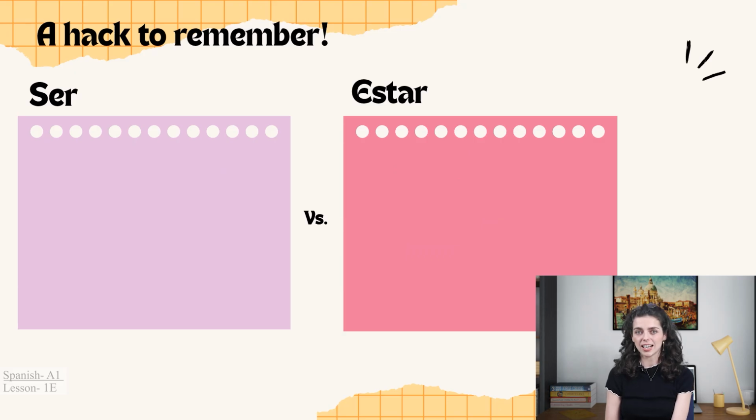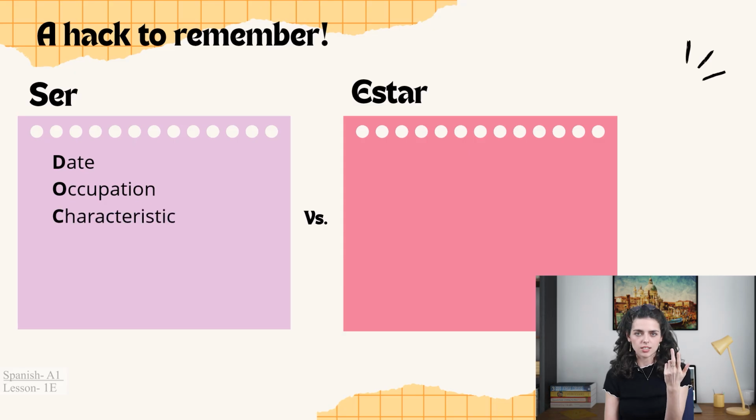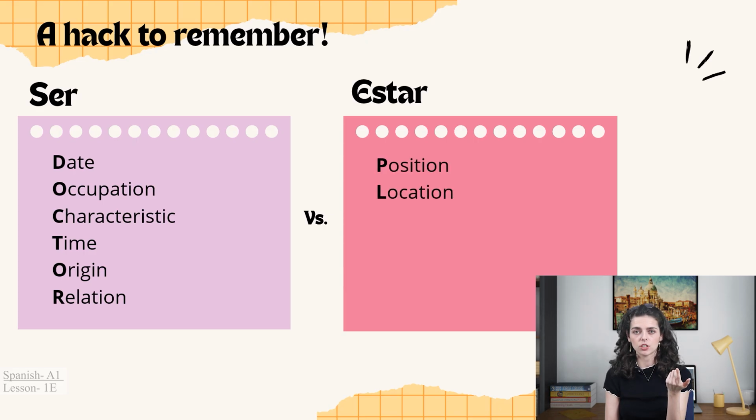Remember, for the verb ser, think of the word doctor, and you will see that it stands for date, occupation, characteristic, time, origin, and relation. The verb estar makes you think of the word place, and it stands for position, location, action, condition, or emotion. So whenever you're doubting which one to use, note this down and go back and think, what situation am I talking about? And then this will hopefully be a useful hack.